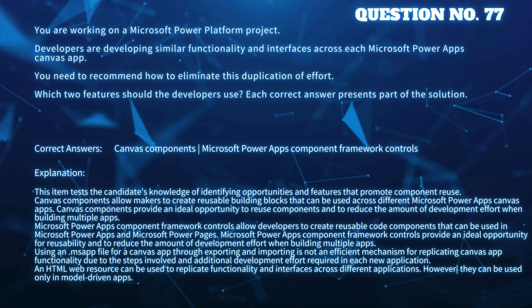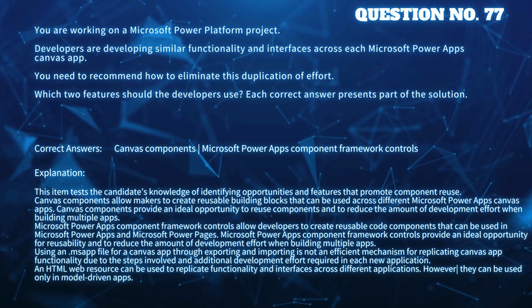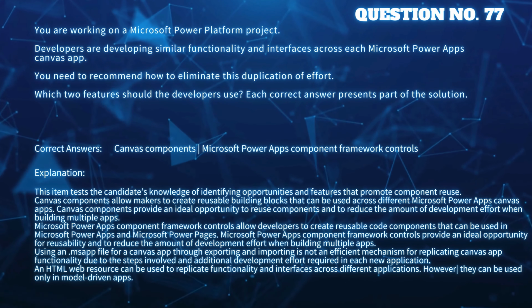Using an .msapp file for a Canvas app through exporting and importing is not an efficient mechanism for replicating Canvas app functionality, due to the steps involved and additional development effort required in each new application. An HTML web resource can be used to replicate functionality and interfaces across different applications. However, they can be used only in model-driven apps.